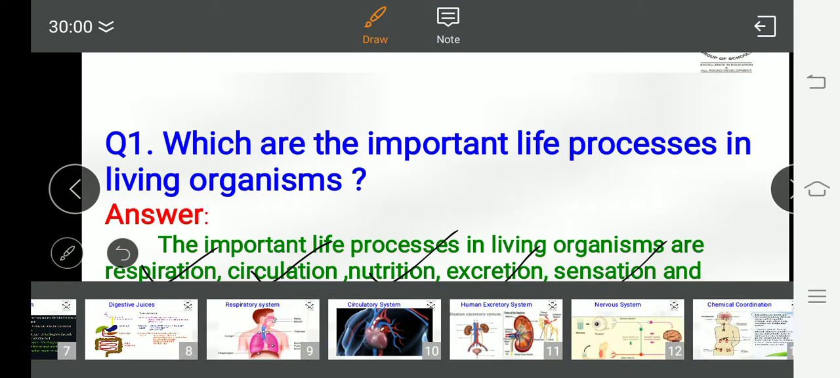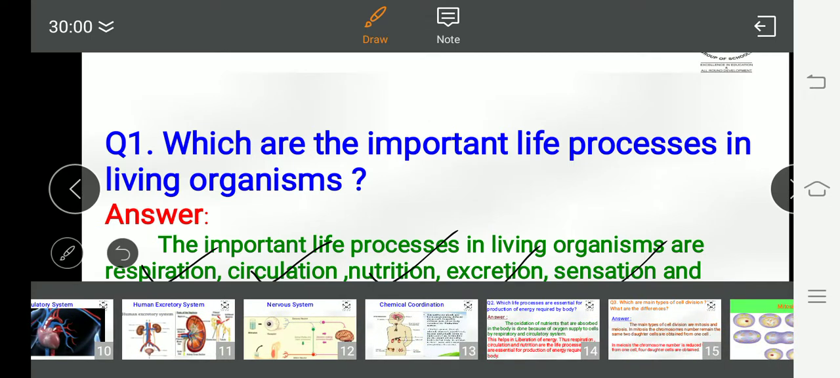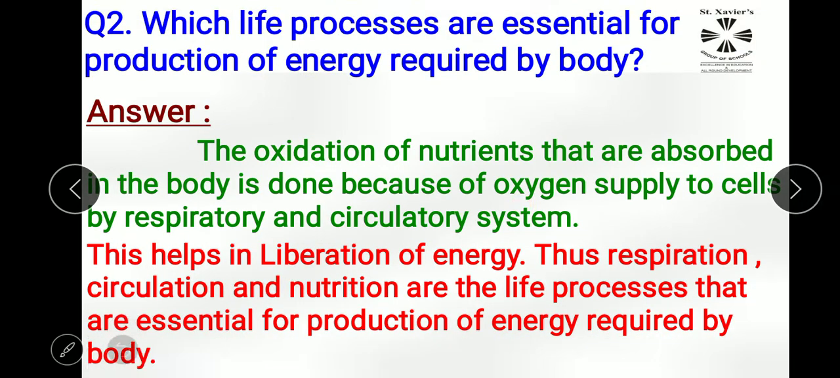Well, when we move to the next question, the next question asked in your textbook is, which life processes are essential for the production of energy required by the body? When we talk about production of energy, the oxidation of nutrients that are absorbed in the body is done because of oxygen supply to the cells by the respiratory and circulatory systems, students.